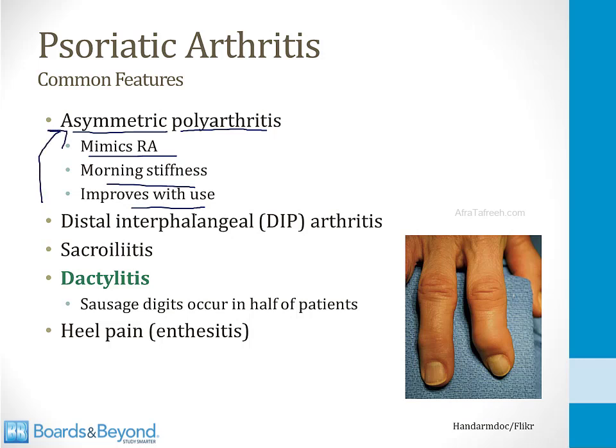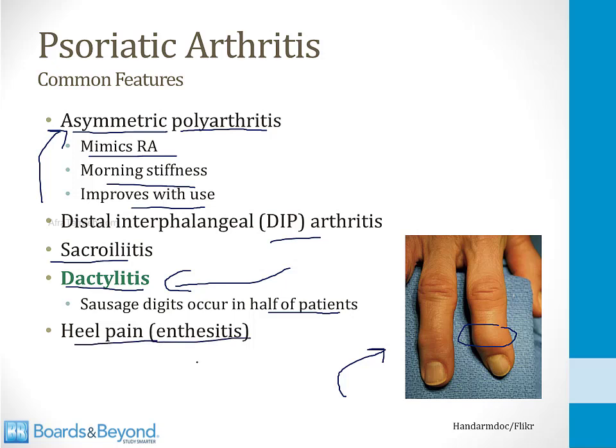A classic joint to be involved in psoriatic arthritis is the distal interphalangeal or DIP joint. So shown on the screen here is a person with swelling of their DIP joint. That's a classic joint to be involved in psoriatic arthritis. And then finally, these patients often have many of the other features of seronegative spondyloarthritis conditions. So they can have sacroiliitis and back pain. They classically have dactylitis. This is very common in psoriatic arthritis. Sausage digits occur in half of patients. And you can imagine if the hand is often involved, it's easy to understand why dactylitis is often a feature. And then finally, these patients sometimes have heel pain from enthesitis.